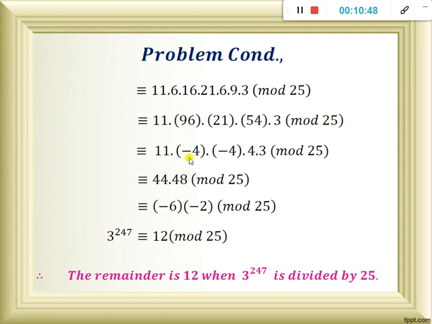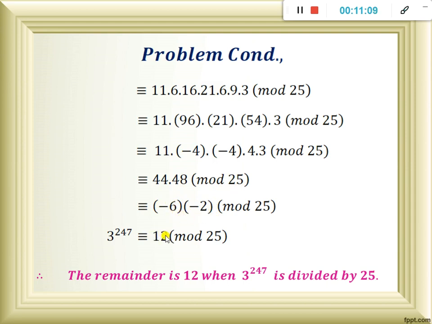So 11 into 4 is 44, and 16 into 3 is 48, right? So just individually divide, I am dividing. So 44 divided by 25, some number will come, just subtract that, you will get -6. Similarly here, -12 -2 will come.